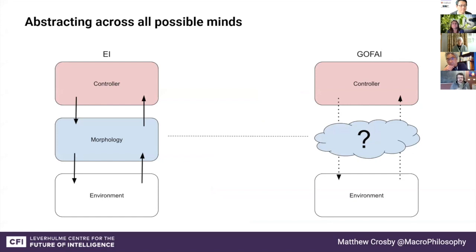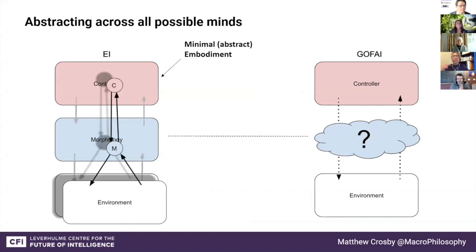If you abstract away from all the different types of morphology, different types of embodiment you could have, where do you end up on this divide? And I want to argue today that when you abstract away and you just get to the core elements of an agent interacting with the world, you don't move anywhere towards the old-fashioned AI side. You just get something on top of the embodied intelligence side, even with very, very minimal embodiment.